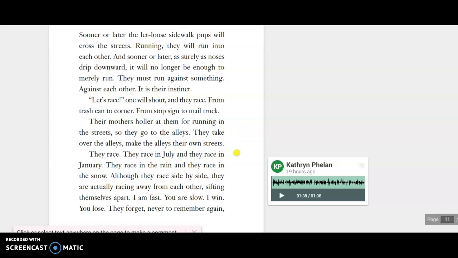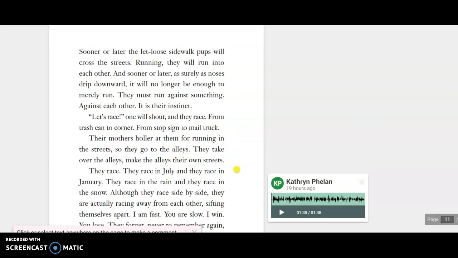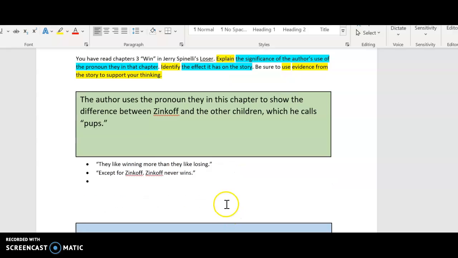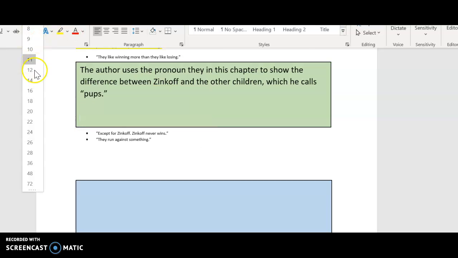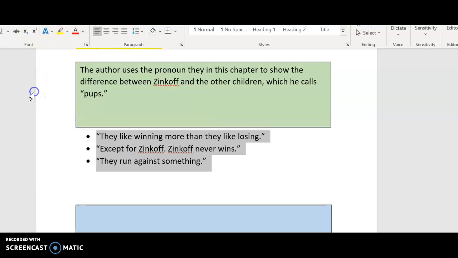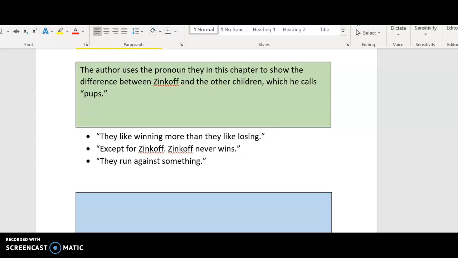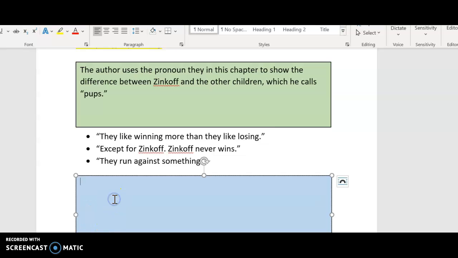Let's see here. "They must run against something." I'm going to choose that line because I think that's significant in this story. Okay, so those are going to be my quotes. Maybe I don't use them all. Maybe I choose one over another. But here's the thing: you want to put more than one quote because when you start writing, you may find that you don't like the quote you thought you did. So it's really important.